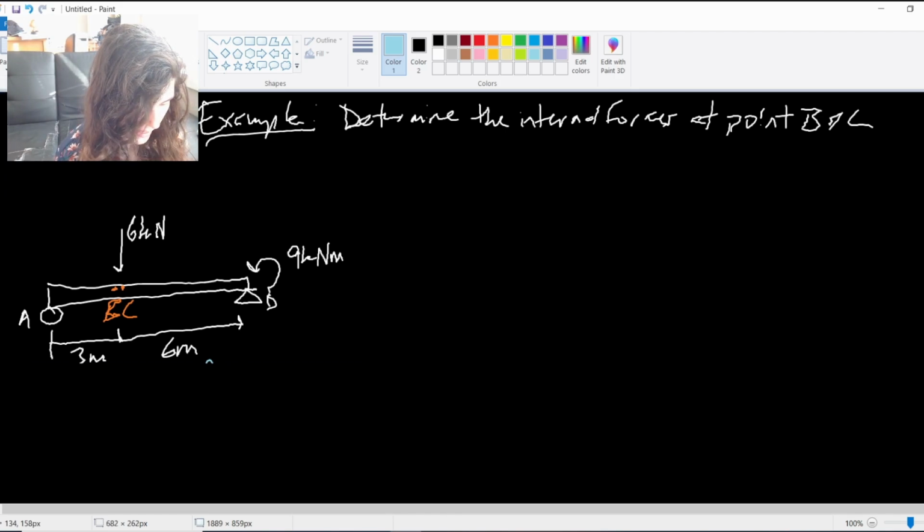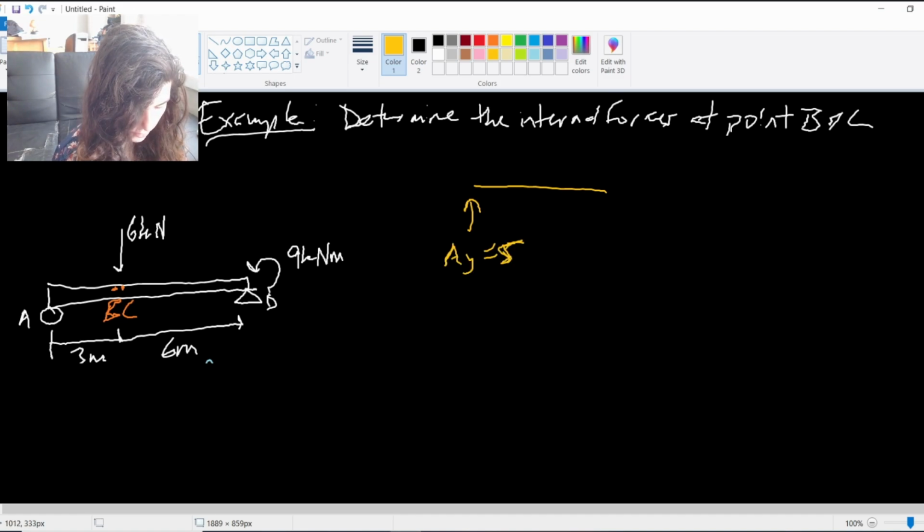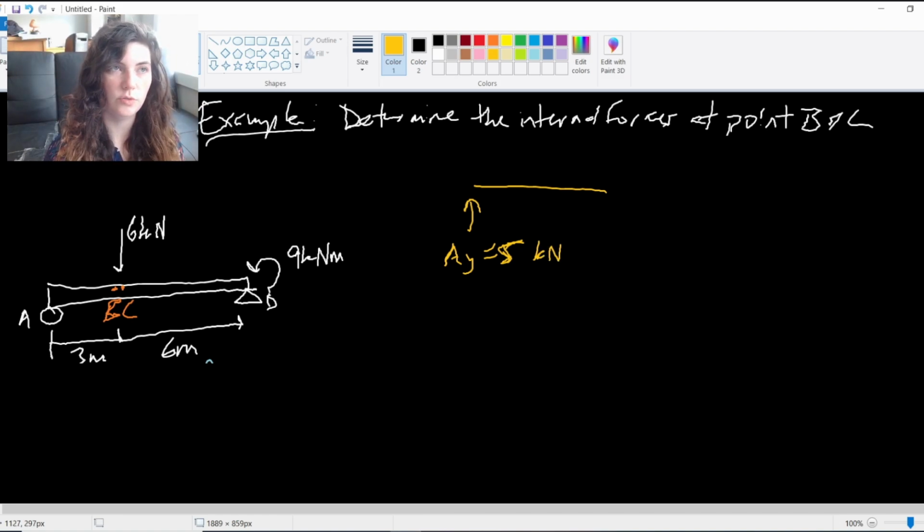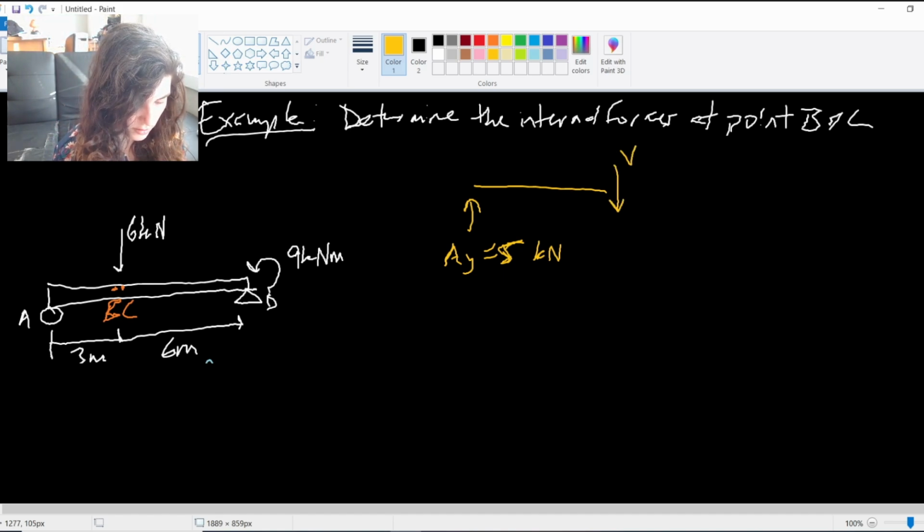So if I look at segment AB, here's my segment. I know AY we just found was 5 kilonewtons. And now I want to draw those internal forces at point B. And again, point B is just barely to the left of that 6 kilonewton applied force, so it's not going to show up on this free body diagram. Instead, it's only going to be that shear force, the normal force, and then the moment.